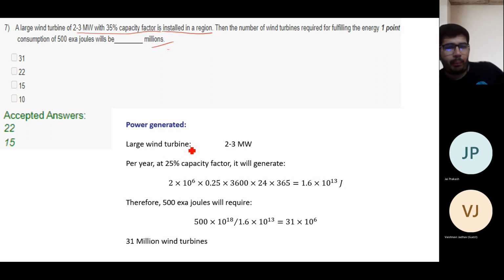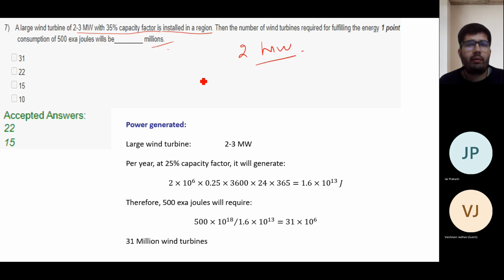Okay, first find out the power generated from one wind turbine. So we can do the basic calculations. We are having 2 to 3 megawatt. So just consider first 2 megawatt. So the power we have given is 2 megawatts. To find out the energy that will be available from this wind turbine throughout the year with 35% capacity, multiply 2 into 10 to the power 6 into this 0.35 capacity factor into, now this is in watts.